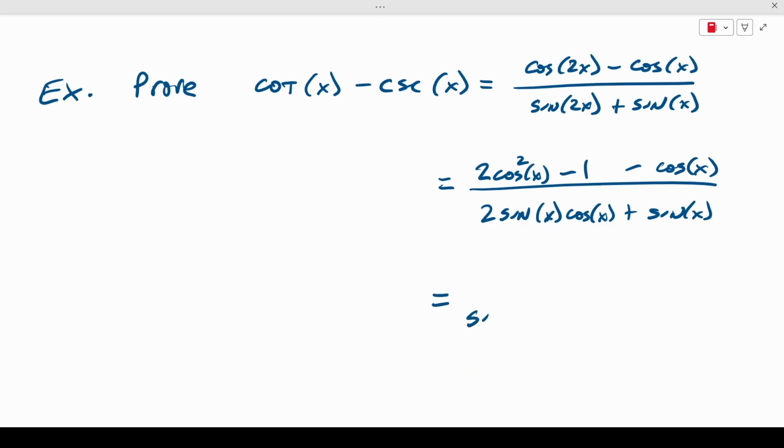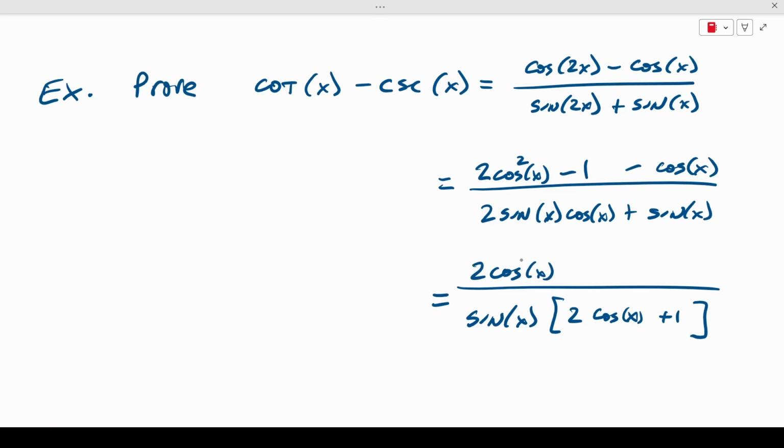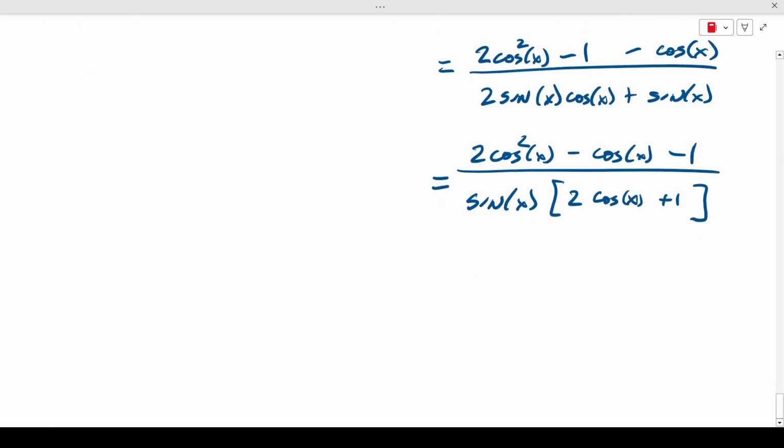And while I'm at it, I'll factor the sine x in the denominator. So I'm left with 2 cosine of x plus 1. See, I'm kind of hoping that this is going to be one of the factors when I factor the numerator. Let's see here. This is 2 cosine of x squared minus cosine of x minus 1. This is like 2u squared minus u minus 1. What does that factor into? It's a 2u and a u, a 1 and a 1.